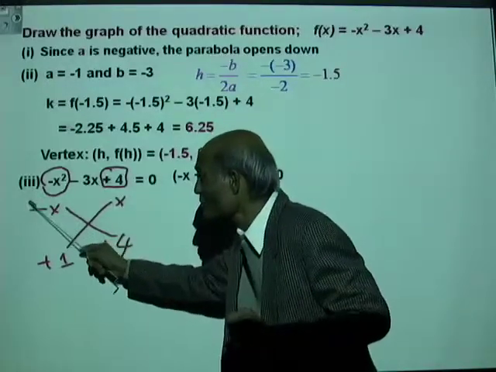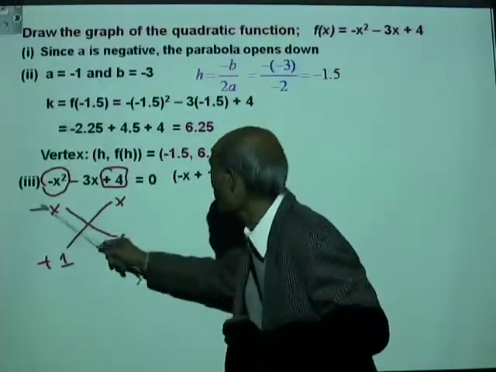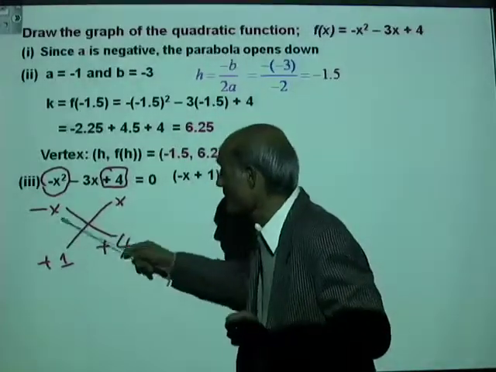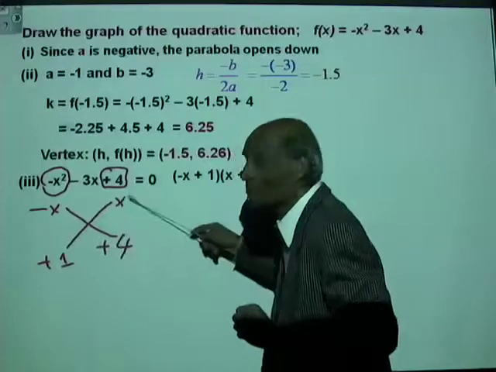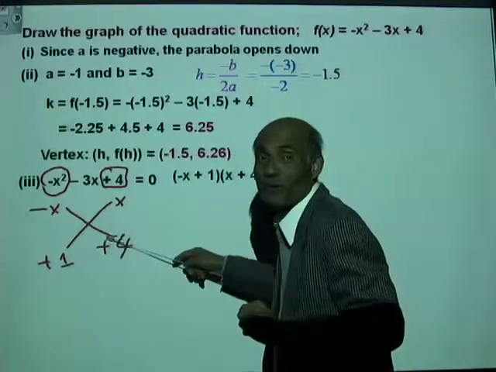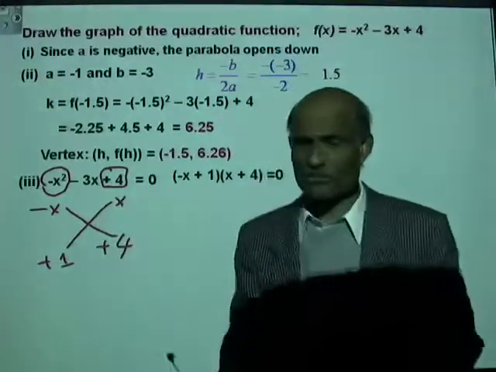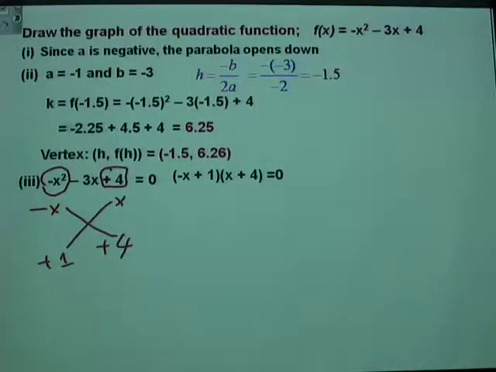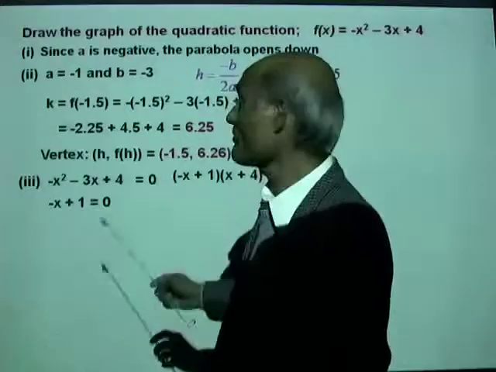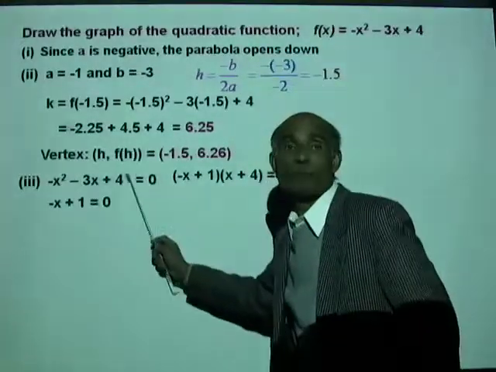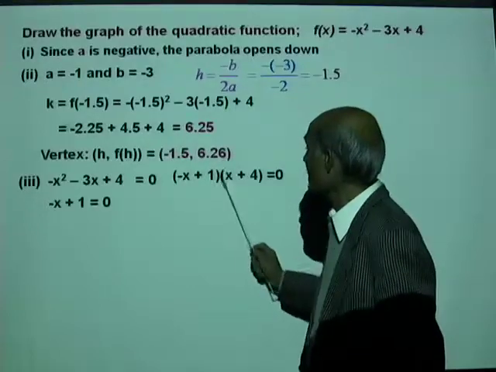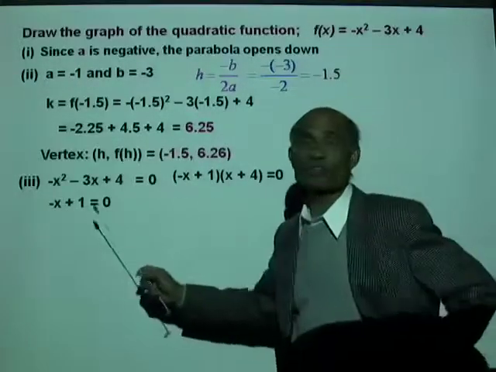The first factor is this, negative x plus 1. There you got negative x plus 1. That is the first factor, and the second factor is x plus 4. Alright? Okay, practice that, and that will be very useful in the long run. So we factored the quadratic equation. You get negative x plus 1 times x plus 4 equal to 0.